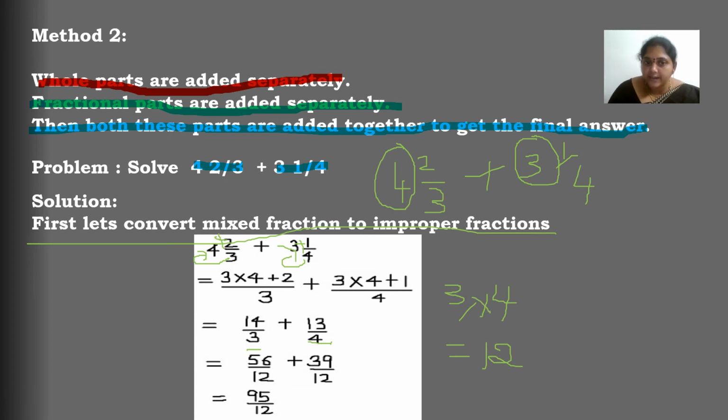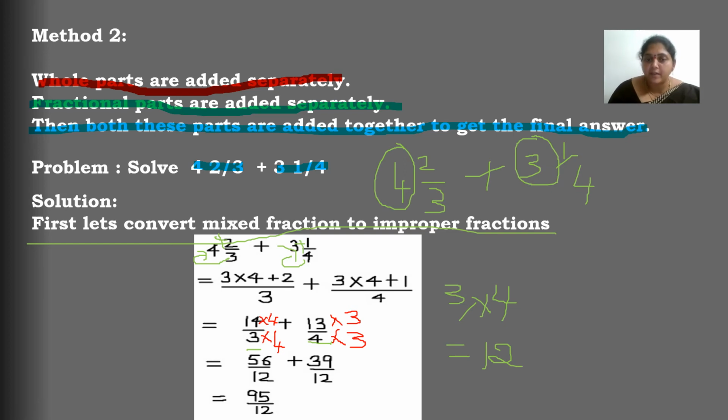Now, for getting 12 in the denominator, which number are you going to multiply? 3 should be multiplied by 4 and 14 also should be multiplied by 4. In the same way, here 4 should be multiplied by 3 and 13 should be multiplied by 3. Numerator and denominator should be multiplied by the same number.